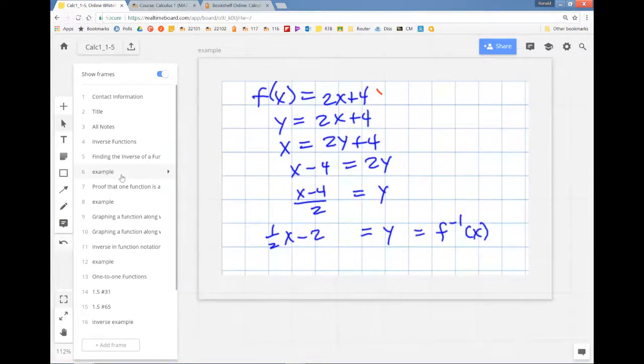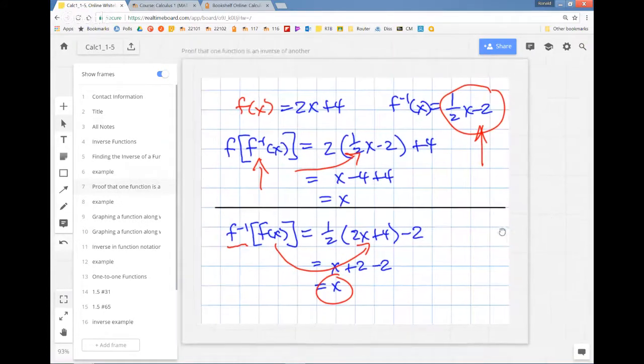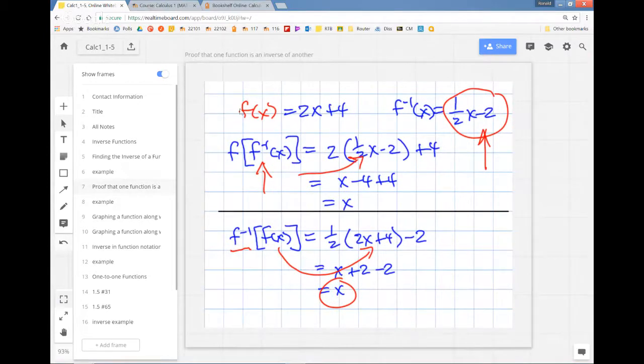If you're going to prove that one function is the inverse of another, you need to compose the original function with its inverse. So if we do f of f inverse, we should come up with an x. In place of the x for f, we're going to plug in this new 1/2 x minus 2. So 2 times 1/2 x minus 2, plus 4. And you can see that really does come out to x.